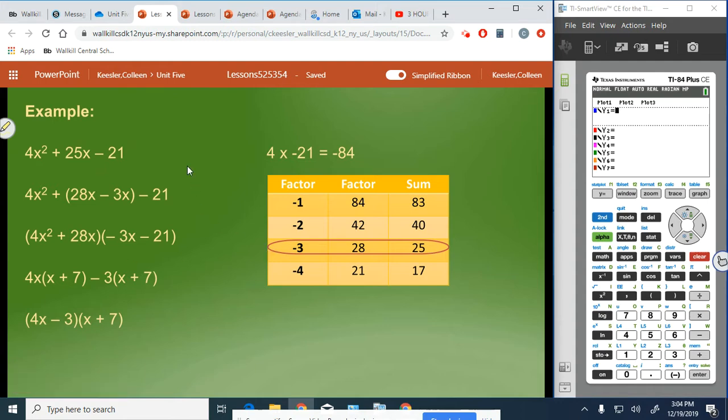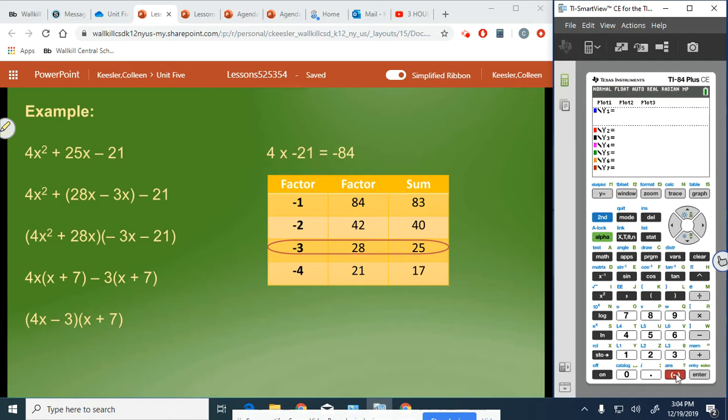So here's an example. Here we have 4x squared plus 25x minus 21. We start by multiplying the a and the c. So we get 4 times negative 21 is negative 84. And we list those factors. So we could pull that up right in our calculator too.